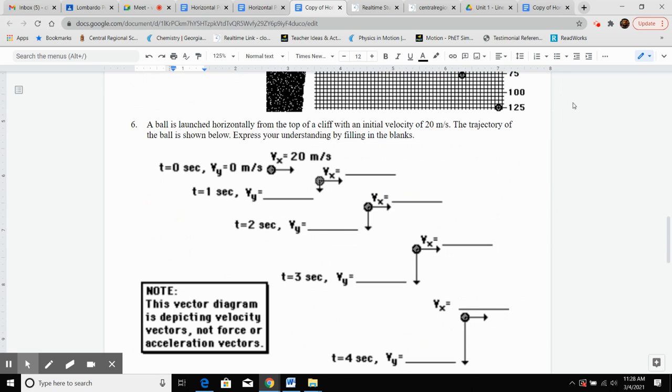Okay, the next segment. They're telling us that a ball is launched completely horizontal off the top of a cliff with an initial velocity of 20 meters per second. So that's going to be our velocity in the x direction because we're launching it completely horizontal. That means there is no vertical speed to it whatsoever. Here's the trajectory of the ball as it is shown. Express your understanding by filling in the blanks.